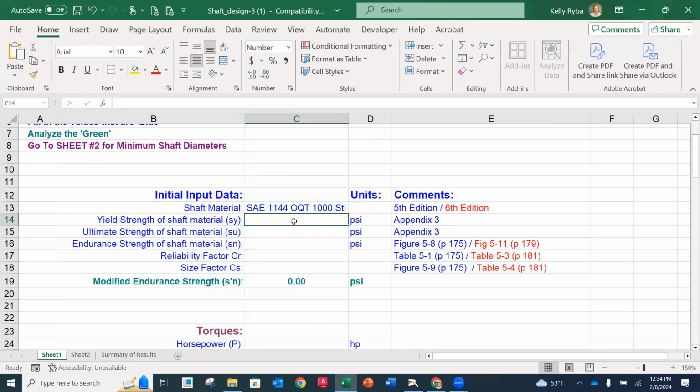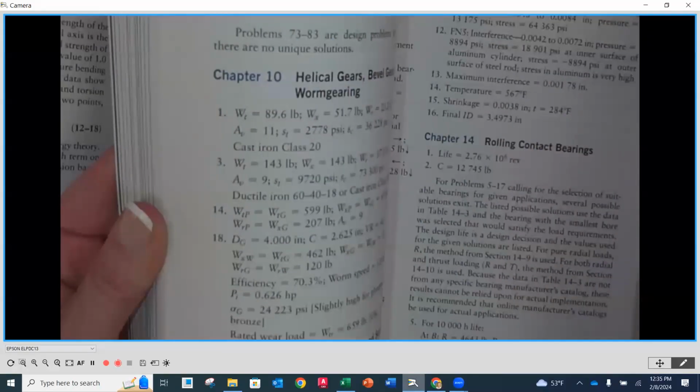Now, you'll notice right below there, they want to know the yield strength of that shaft material. In the book, they didn't really give it to us, but they told us we have to go to the appendix, so let's make sure that we know where in the appendix we can get this information, and that we get the number that they did. So they got 83,000, and we're going to go to the back of the book, the appendix, and find SAE 1144 oil quenched and tempered.